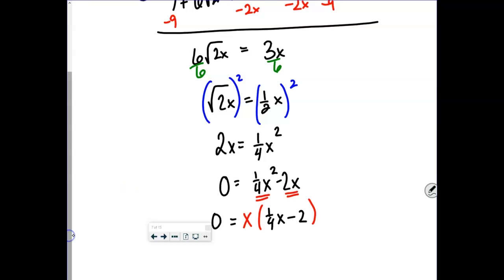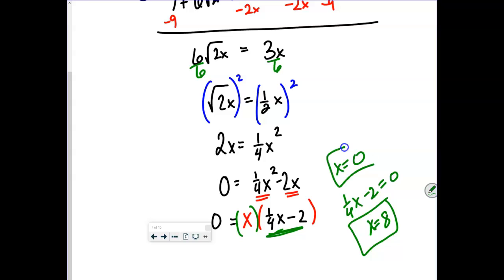So when you set each of these factors equal to 0, this first one's glorious. You just get x equals 0. And then this next one, when you set it equal to 0, you're going to add the 2, and then you're going to multiply both sides by 4, the reciprocal. So you're going to get x equals 8. And then you're just so happy that you got your answers on the hard question that you're going to box them in and walk away. But you're not done because you still have to do what? Gotta check them.